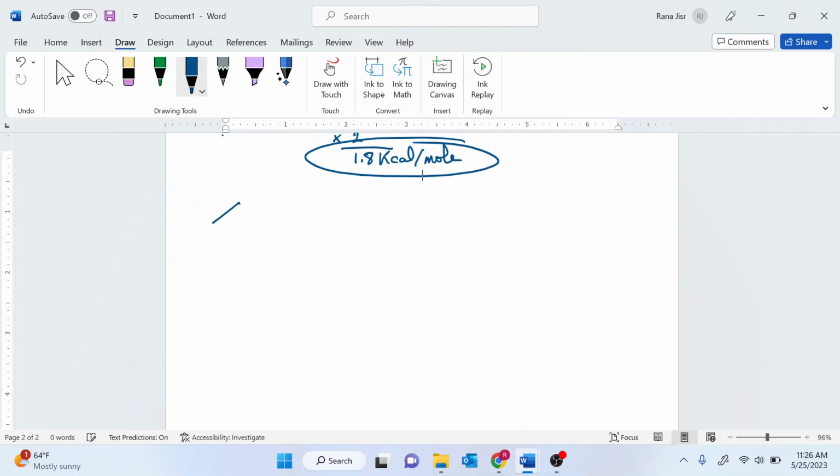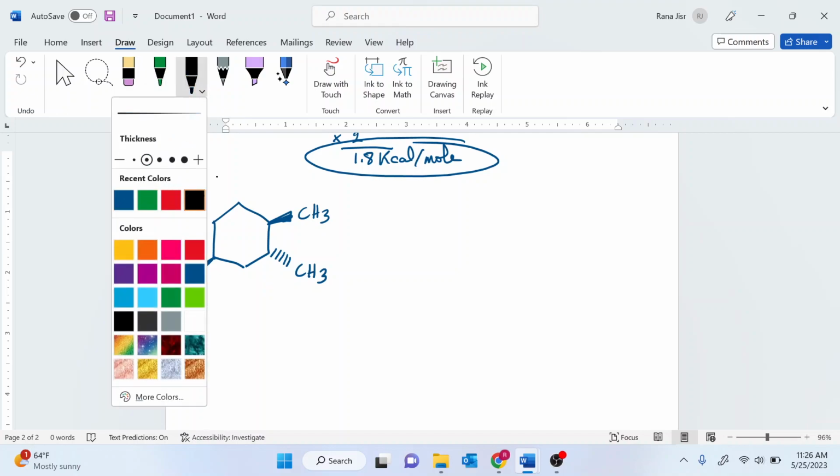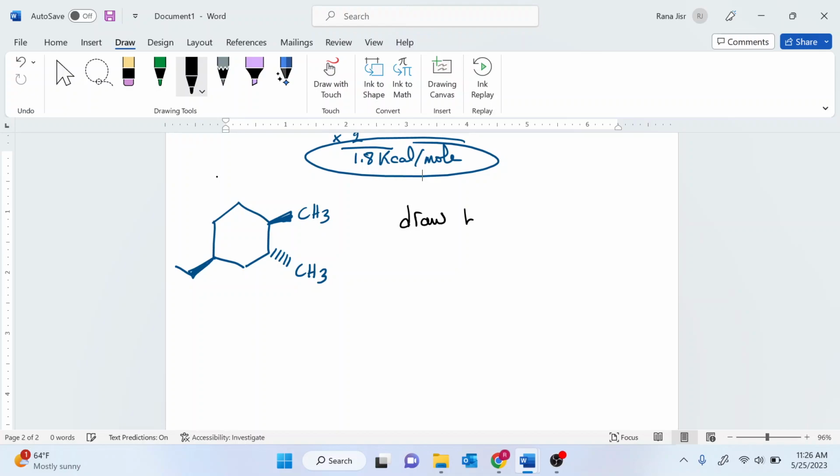Okay, let's have another example here. If I have something like this, a CH3 pointing up, a CH3 pointing down, and then let's put an ethyl group in there, pointing up. And the question is, draw both chair conformations of this substituted cycloalkane and determine which is more stable.